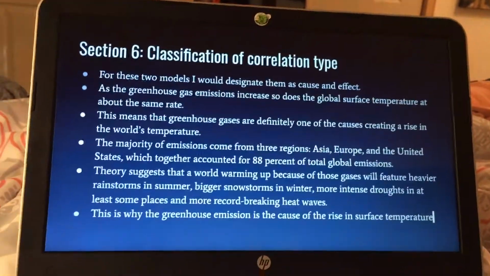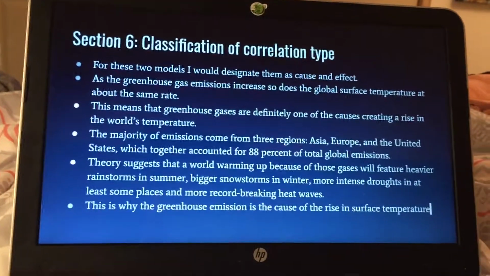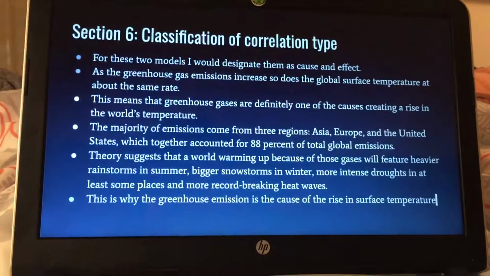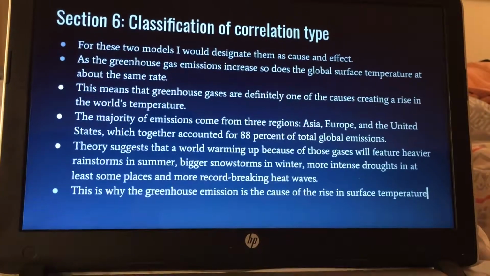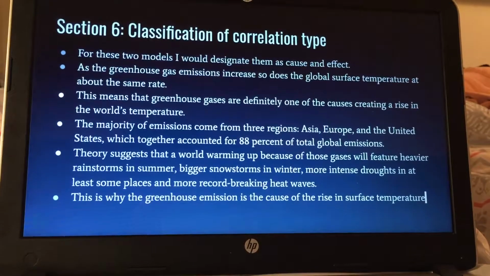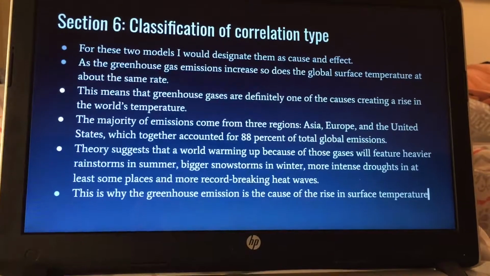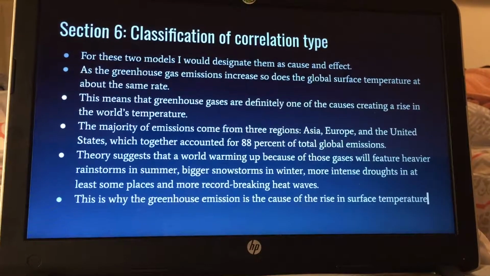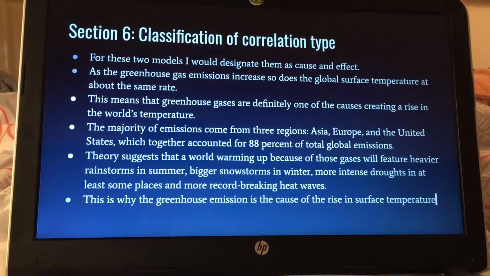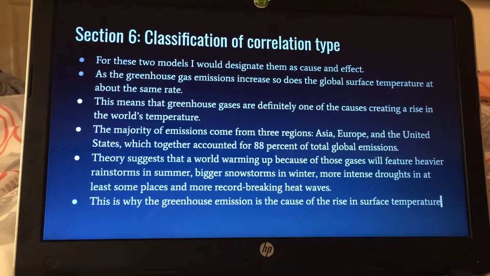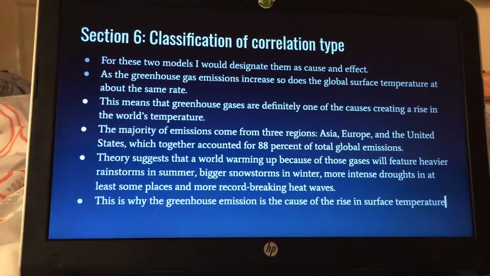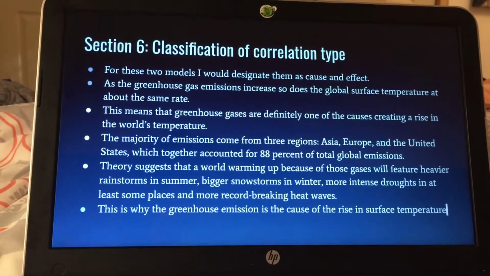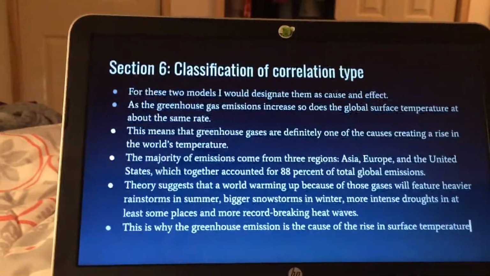Section 6, classification of correlation type. For these two models, I designated them as cause and effect because one is the greenhouse gas emission and the other is the surface temperature. Therefore, the greenhouse gas emission as it rose caused the surface temperature to rise, which is why the greenhouse gas emission is the cause, and the surface temperature would end up being the effect as it rises as well.